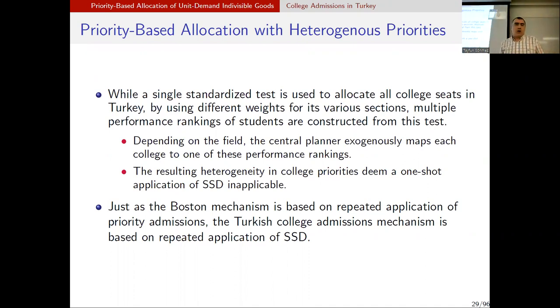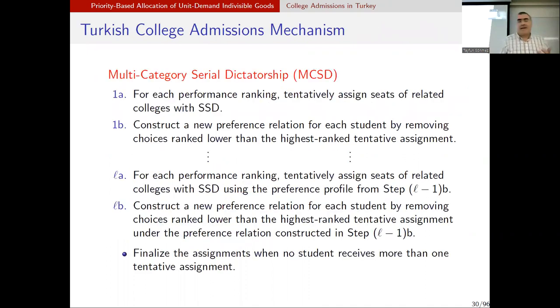So the resulting heterogeneity in college priorities deems one-shot application of simple serial dictatorship inapplicable at that point. Now, just like the Boston mechanism repeatedly uses priority admissions, the Turkish college admission mechanism was based on repeated application of simple serial dictatorship, right? So they also had a maybe less rudimentary adjustment.